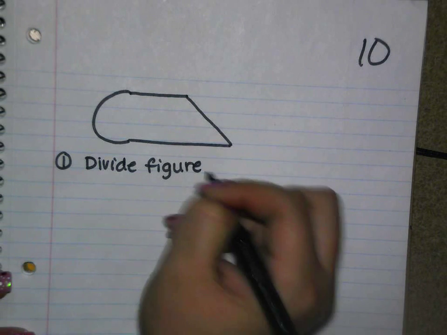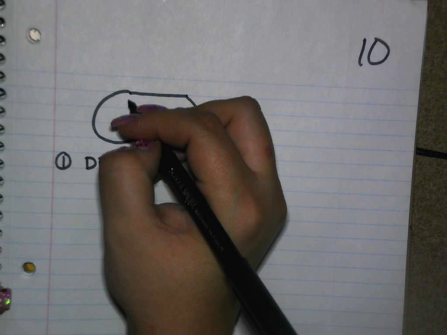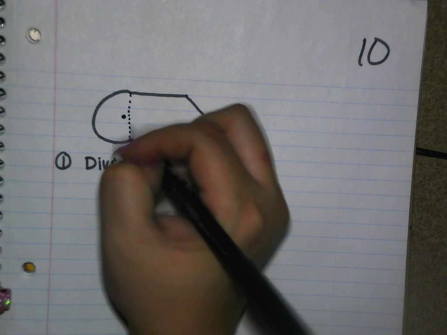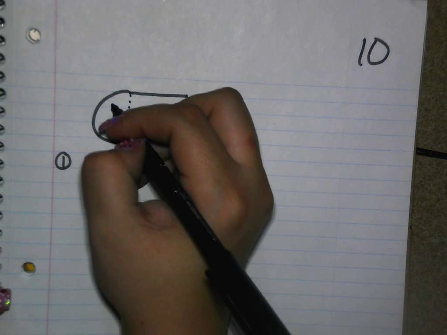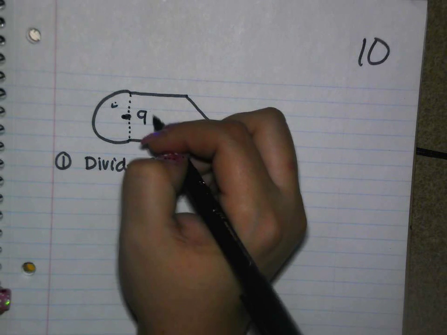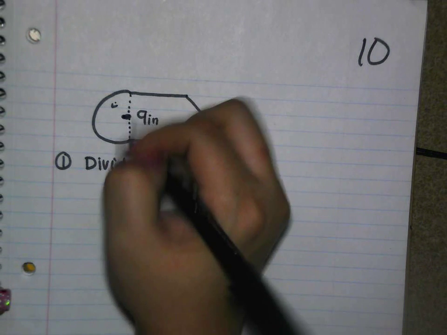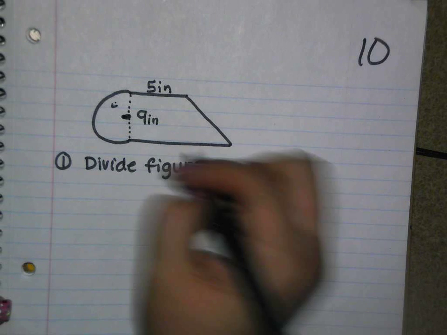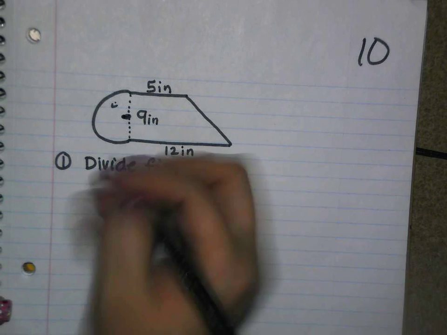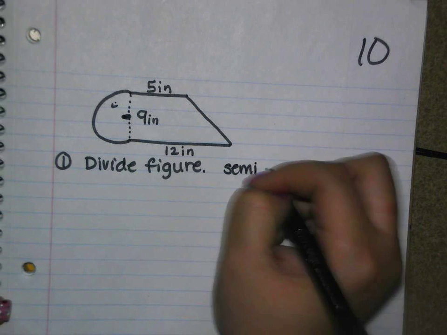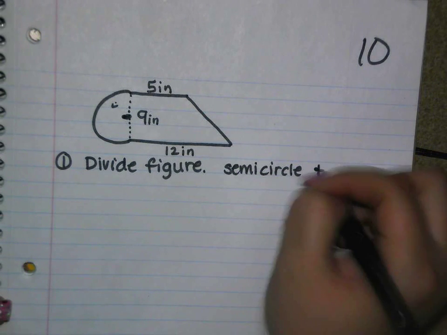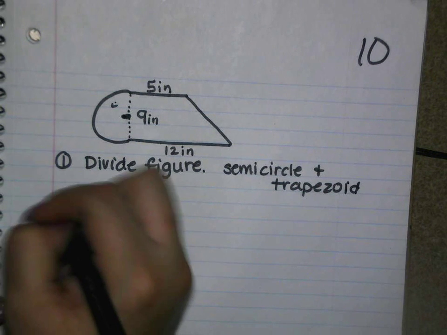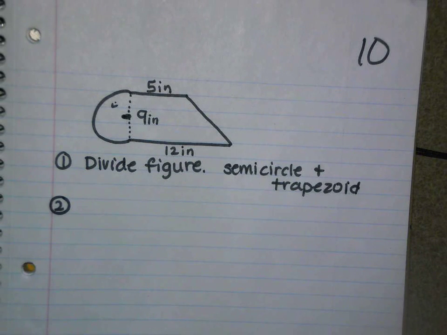And I will tell you the given measurements. This has a circle center here, and it had a radius of 9 inches. This horizontal or vertical measurement here was 5 inches, and the bottom here was 12 inches. So this is going to be a semicircle and a trapezoid, right? So we're going to find the area of the semicircle and the area of the trapezoid.